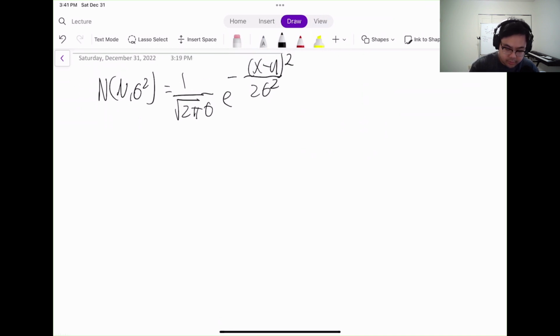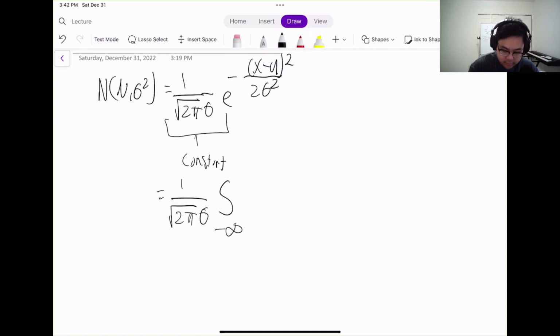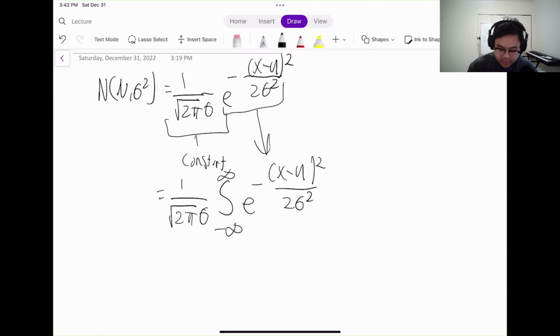What we're going to do is realize that this part right here is a constant, so it can come out of the integral. So let's instead prove the 1 over square root of 2 pi sigma times the integral from negative infinity to positive infinity of e to the negative x minus mu squared over 2 sigma squared. We're just taking this part, putting it down here, and moving this out front. Now we want to prove that this equals 1.